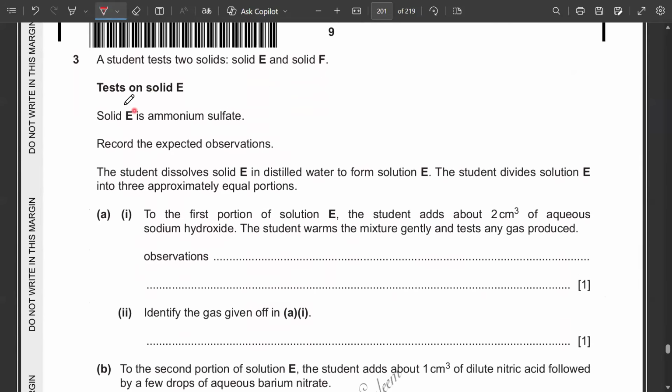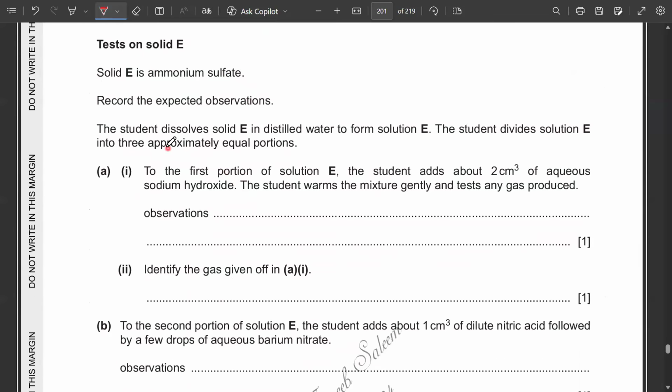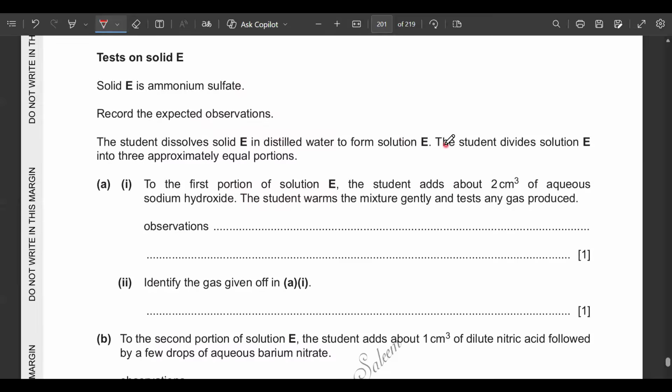The next question, 3. A student tests two solids, solid E and solid F. Test on solid E. Solid E is ammonium sulfate. Record the expected observations. The student dissolves solid E in distilled water to form solution E. The student divides solution E into three approximately equal portions. To the first portion of solution E, the student adds 2 cm cube of aqueous sodium hydroxide. The student warms the mixture gently and tests any gas produced. Observation.